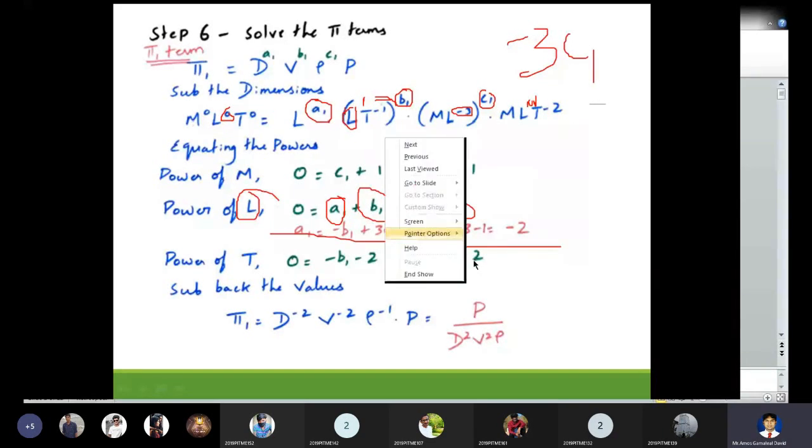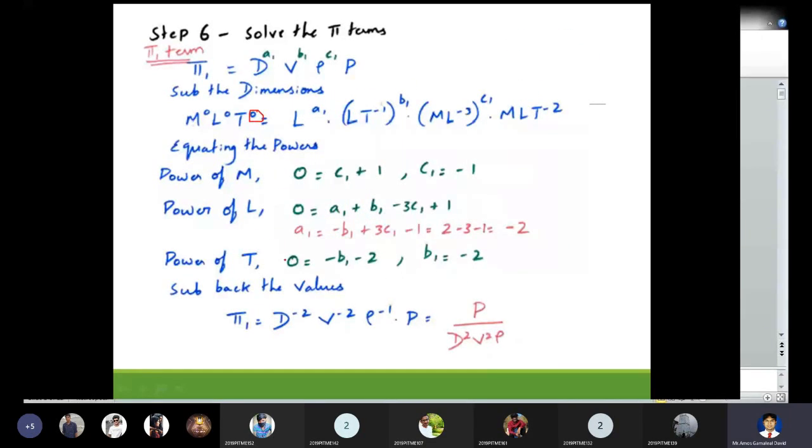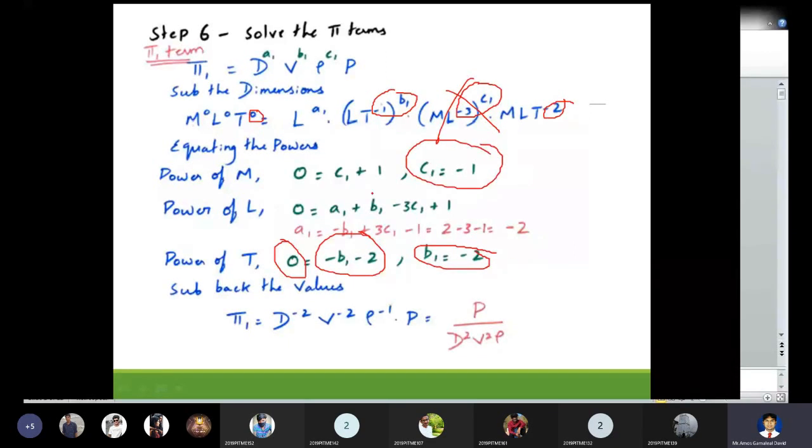Going for power of T. On the left hand side it is 0, and on the right hand side it is minus b1, because 1 into minus 1 into b1 will be minus b1. Sorry, we are going for T, right? Leave this. Going for T, it is just minus 2. So minus b1 minus 2 will give me b1 is equal to minus 2. I'm just simplifying this equation.